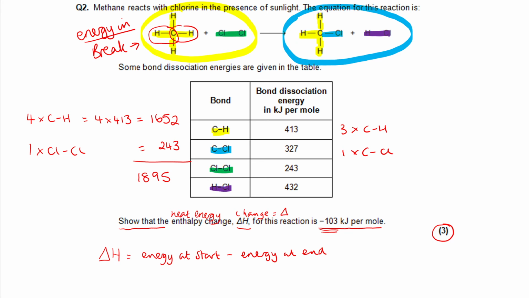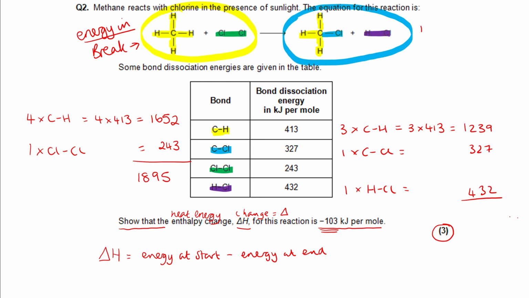So what did we say? We have 1 H to Cl. Now I've put those in line with the table, but it doesn't really matter. You can put those in any order. So 3 lots of 413 for our carbon to hydrogen bonds would be 1,239. The C to Cl bond is 327. And our HCl bond is 432. So this is making bonds. And that means that we have energy out.